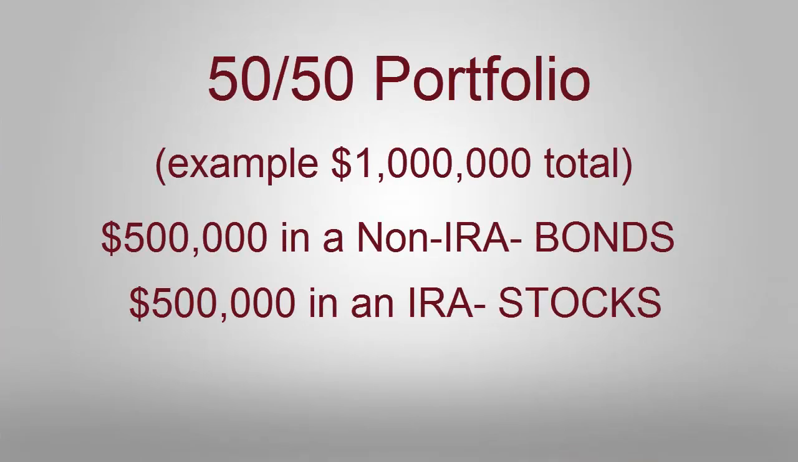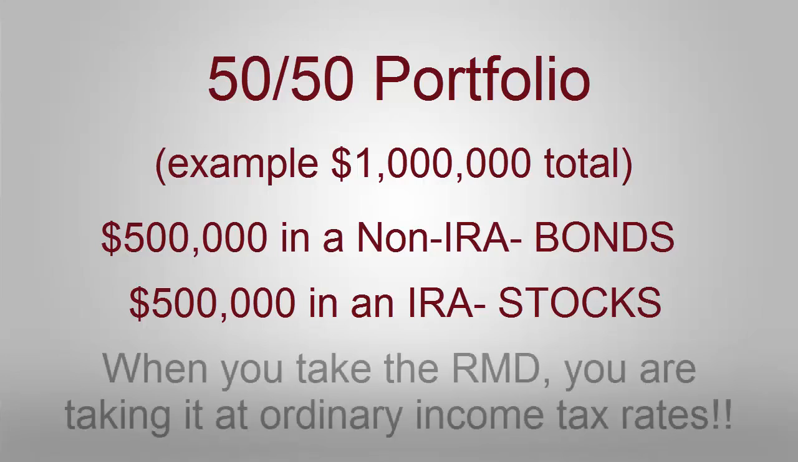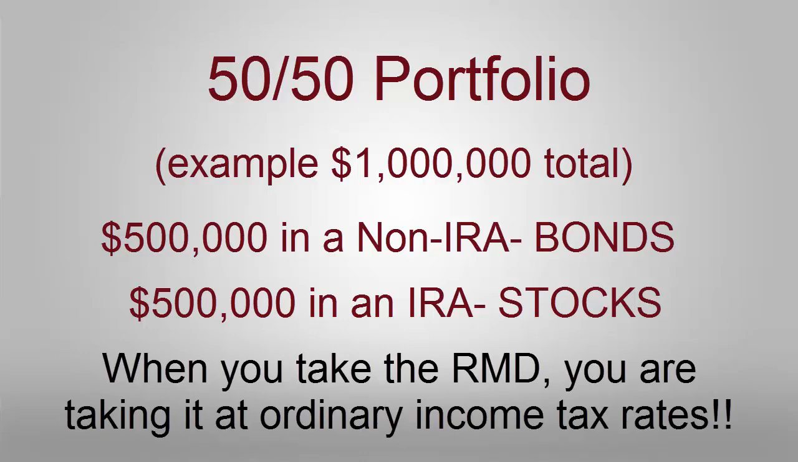So let's take a look at it, 50-50. I buy bonds in the non-IRA and I buy stock in the IRA. The IRA stock grows, it creates a higher required minimum distribution, plus I'm paying ordinary income taxes on my bonds. Then when I take my required minimum distribution, I'm taking it at ordinary income tax brackets. Not a good tax plan. You're probably giving up a big percentage of your returns to the IRS.